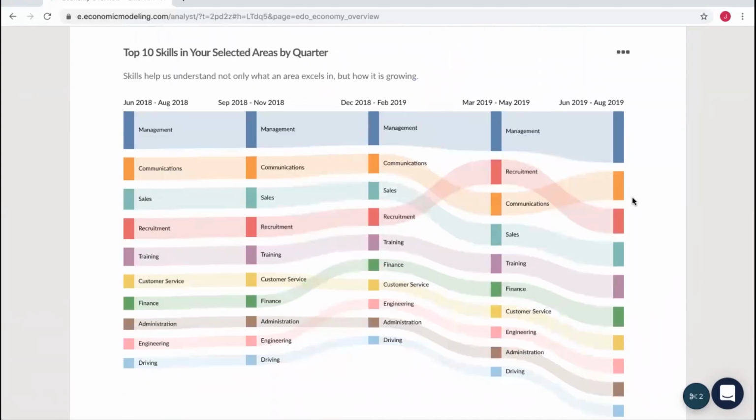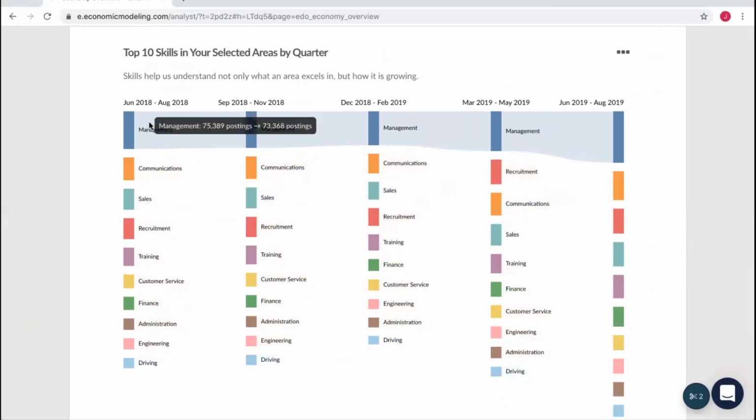Here is a slightly different way of looking at this data, with a nice chart. This shows the skills change over time. We can see over the past 4 quarters, going back to June 18, the top in-demand skills again through job posting analytics. Management has been right up at the top all along. If we hover over this, we can see that in August 2019 there were over 103,000 job postings where it was mentioned. So a really, really prominent skill.